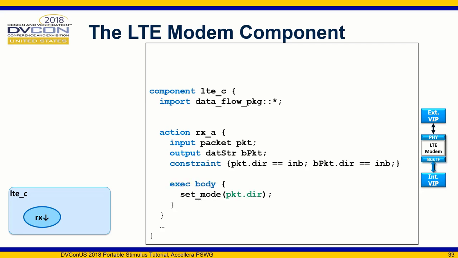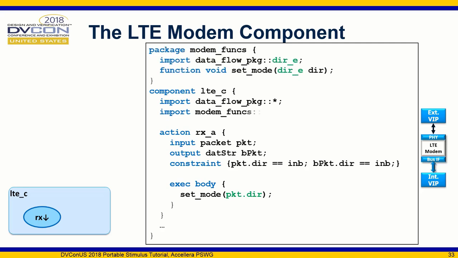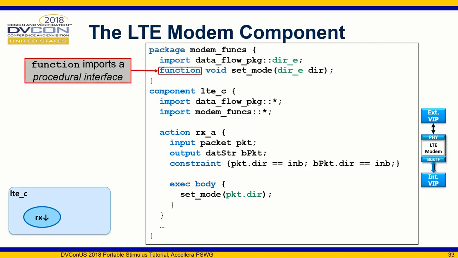So I have an exec body here. Now, inside the exec body, I'm going to call this thing called set mode, and I'm going to pass it in the direction. So what is set mode? Well, set mode is a function, or a task in SystemVerilog actually, but as far as portable stimulus is concerned, it's a function. I'm going to import this thing, and it says set mode is something that is defined through what we call the procedural interface.